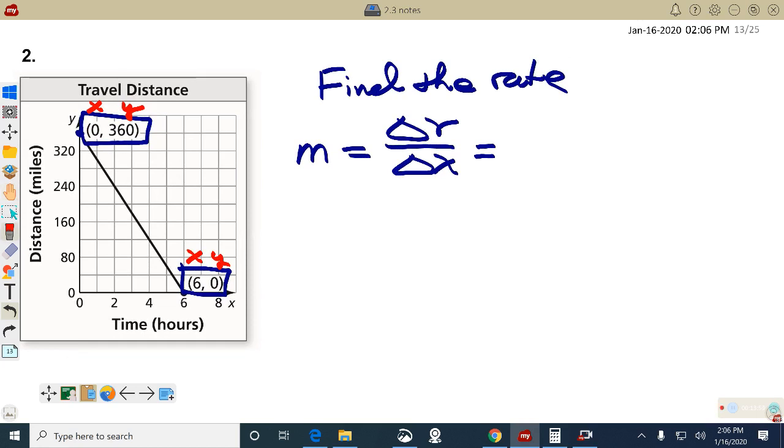So delta y: 0 minus 360 or 360 minus 0 does not matter. Which y should come first? It doesn't matter. I'm going to go with 360 minus 0 to make it easier, so I have a positive answer on top. That's delta y, the change in y, subtract those. Now for the change in x, I'm going to use this ordered pair first because I used 360 first, so I have to stay consistent. The first x is 0, the second x is 6. Again, I could have gone the other way around: 0 minus 360 and then 6 minus 0 at the bottom. It doesn't matter. It's still going to be the same rate in the end. Trust me.